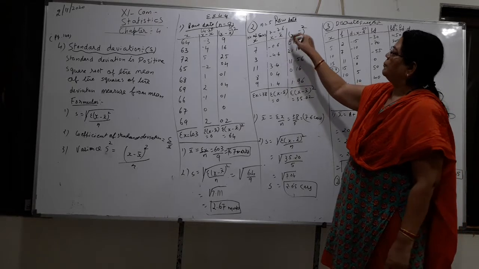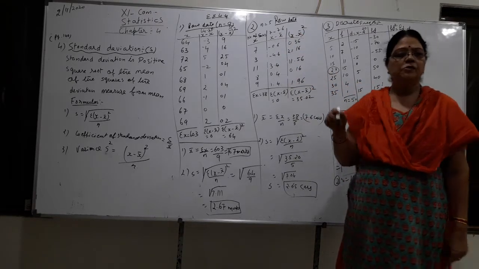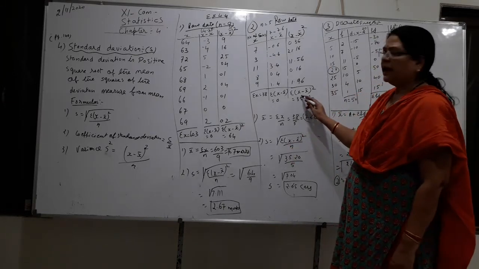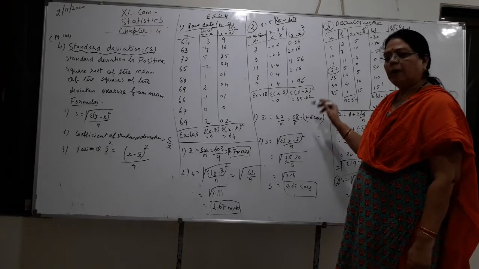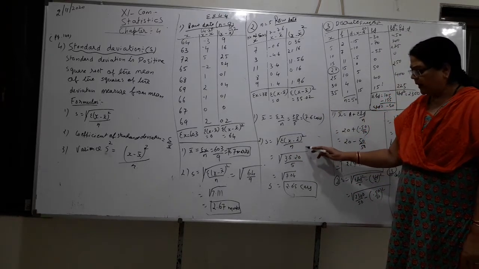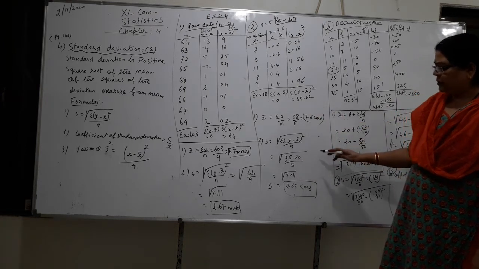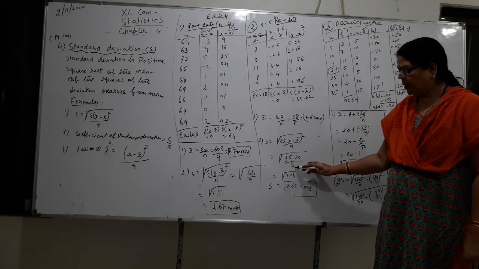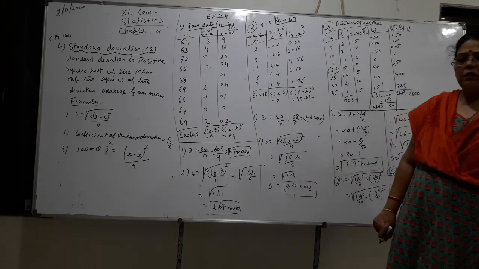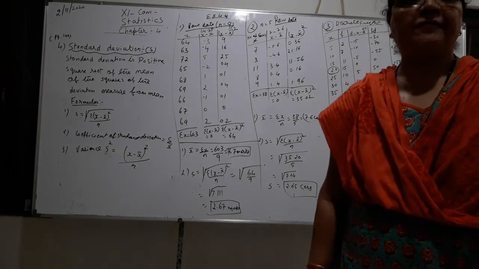Now its square, the whole square. 6 6s are 36. All negative numbers, when you square, will become positive. That you know. Now you will get sigma x minus x bar whole square upon n. You will get 35, which you have already worked out here. So 35.20 upon 5 is 7.04. And when you work out the square root, you will get 2.65 cars.